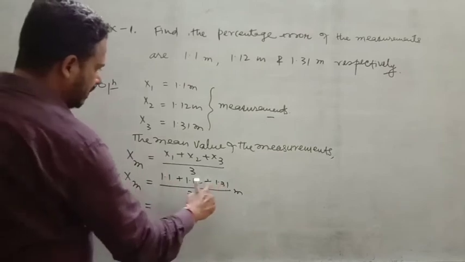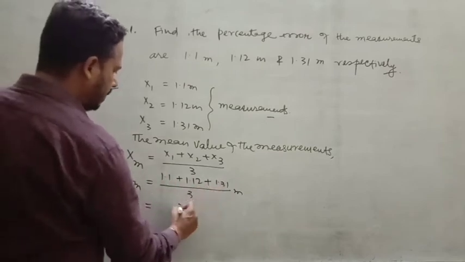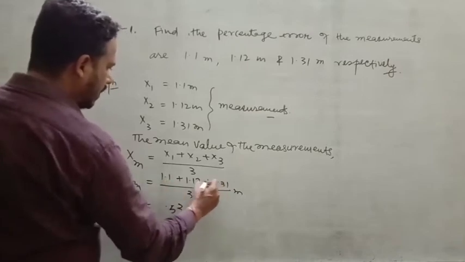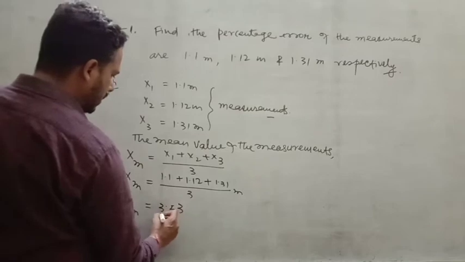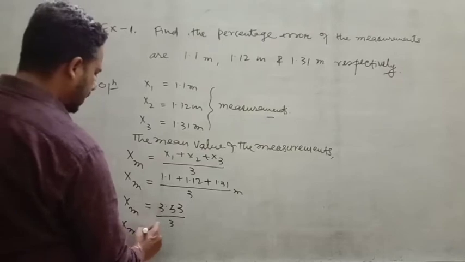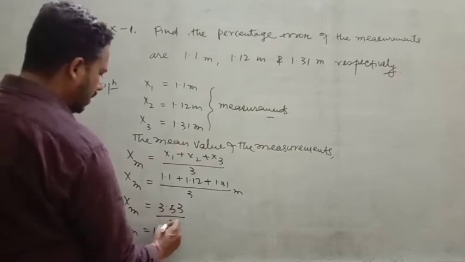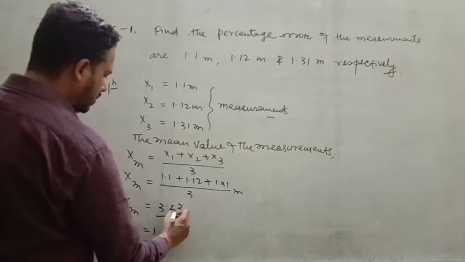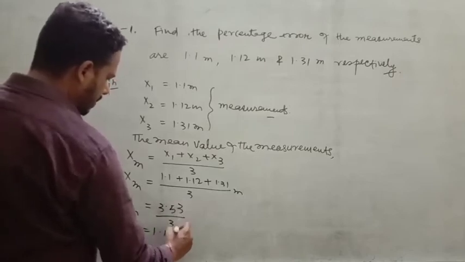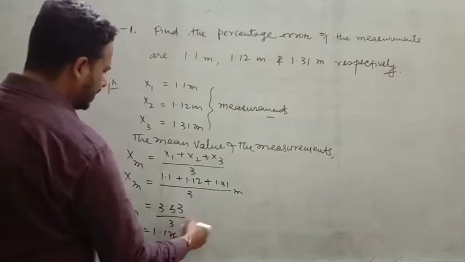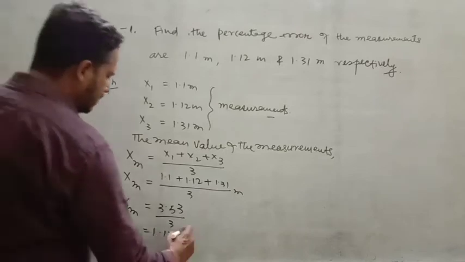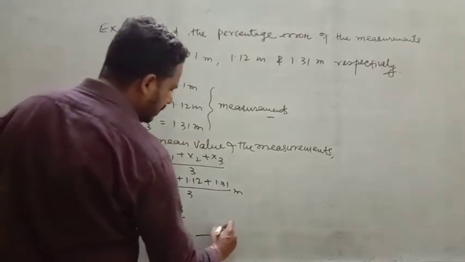First of all, take the sum, which is 3.53, and then divide by 3. After the division, your x mean will be 1.176 meter. Let's call this equation 1.